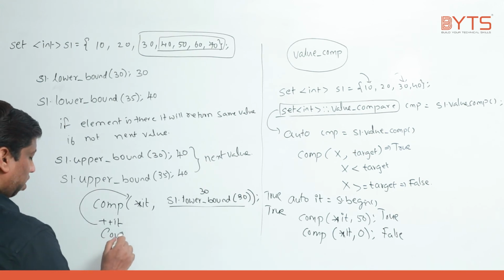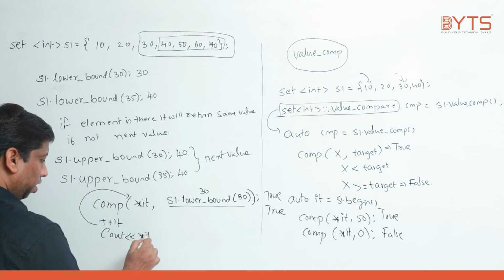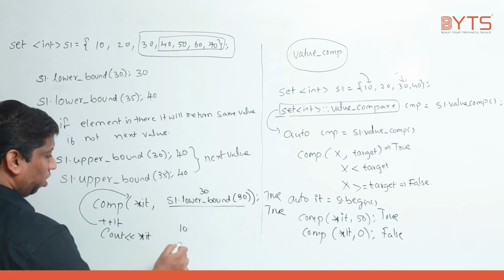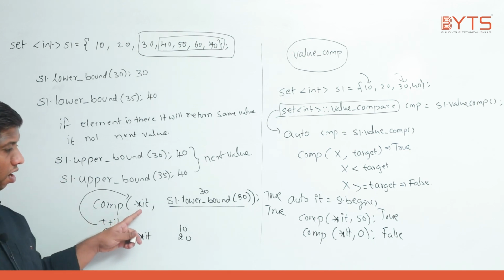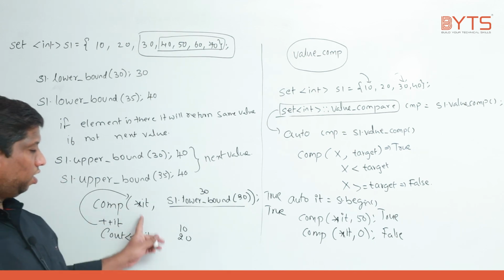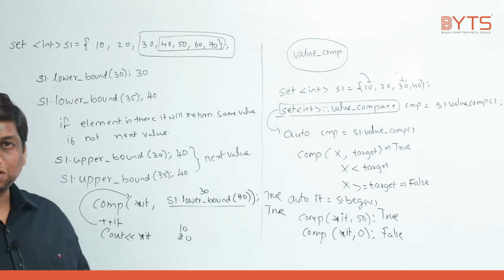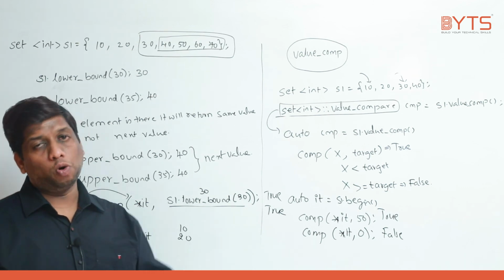Here I can write cout *it. If you write *it, not only true, you will get 10, 20. Again, if you do ++it, the value will be 30. 30 is less than 30, false. So you are able to process all the values until you reach some boundary condition.